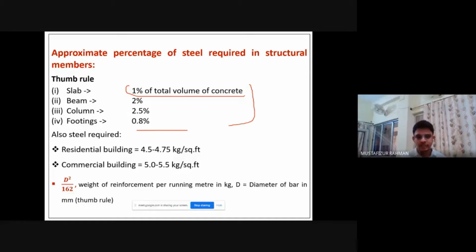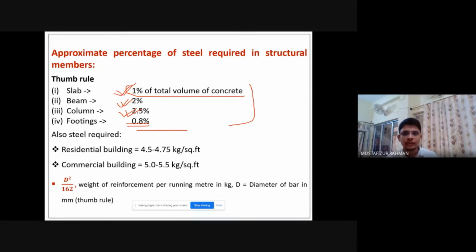If we do not exactly know the amount of reinforcement in our beams, columns, etc., then we shall use this type of value. If it is a slab, around 1%, if it is a beam, around 2%, if it is a column, around 2.5%, and 0.8% for footing. So this is for a preliminary or approximate estimate. We will assume that these reinforcements are there in different members, and then we will do our calculation.